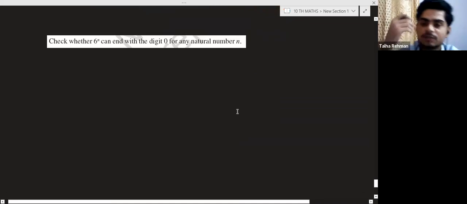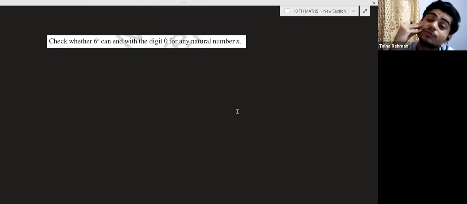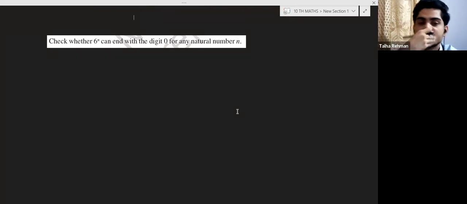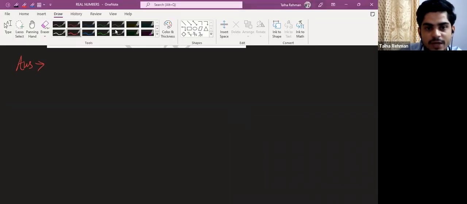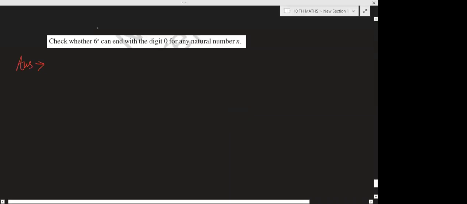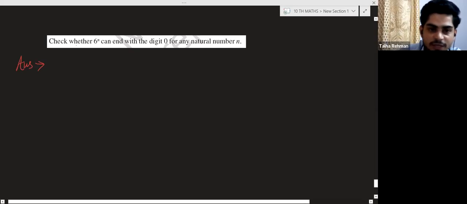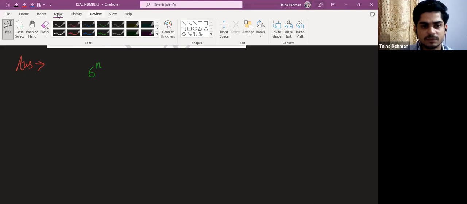So, this is the question. This is a question of NCERT again, and this is a good question, I will say. I have told you, as many questions as we will solve in maths, we will be good in maths. Okay. So this is the question. Give me just 1 minute. I am just coming.